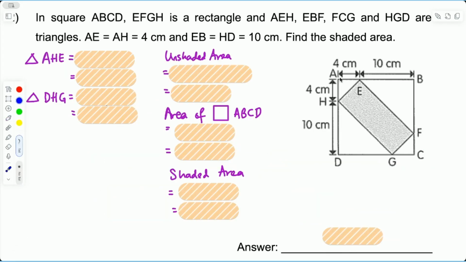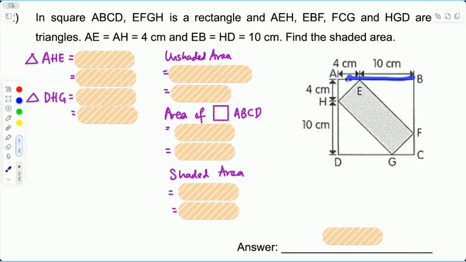Question 2. ABCD is a square. There is a rectangle inside the square and it is shaded. We need to find the area of this shaded rectangle. However, we do not know the breadth or the length of this shaded rectangle. Hence, we have to use another approach instead of finding the shaded area directly.